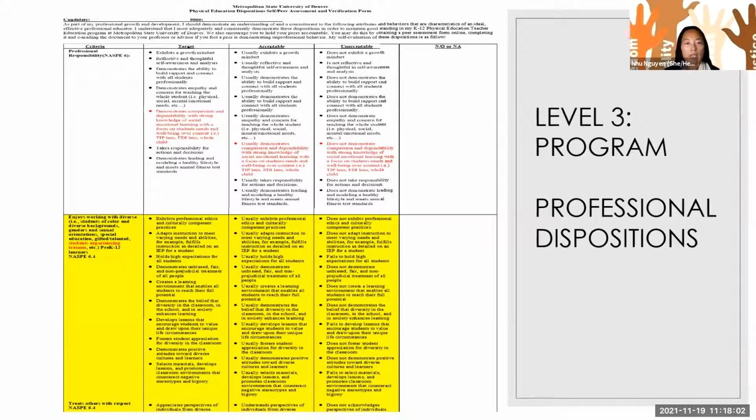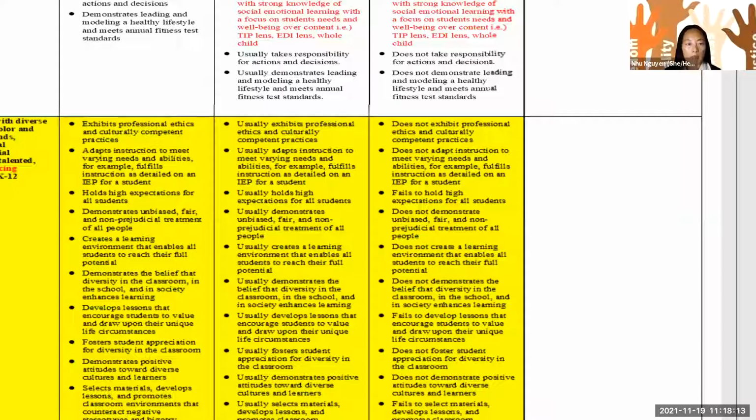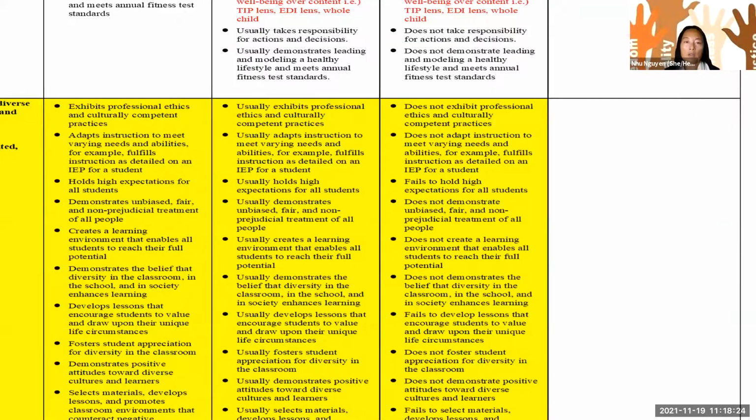but you'll see that in some of these areas on our professional dispositions, if you look at that column, it has things like exhibits professional ethics and culturally competent practices. And we have developed different areas so that we have incorporated, again, areas around diversity, areas around equity and inclusion, so that students in our program do a self-evaluation of themselves in every single majors class that they have with us.